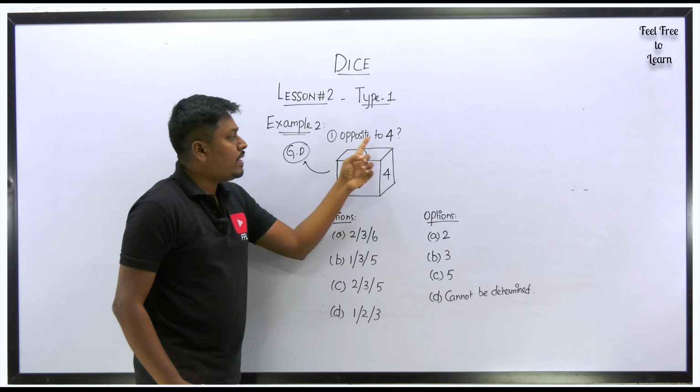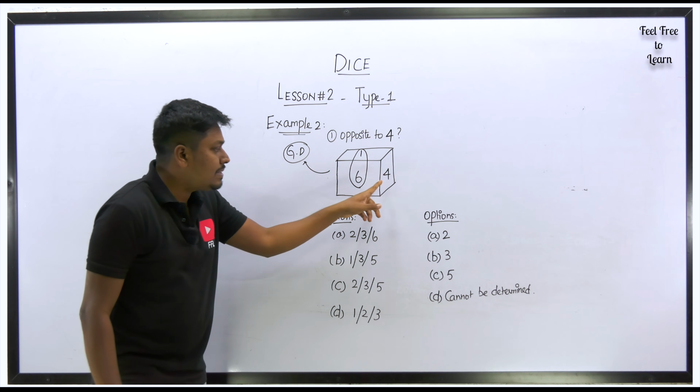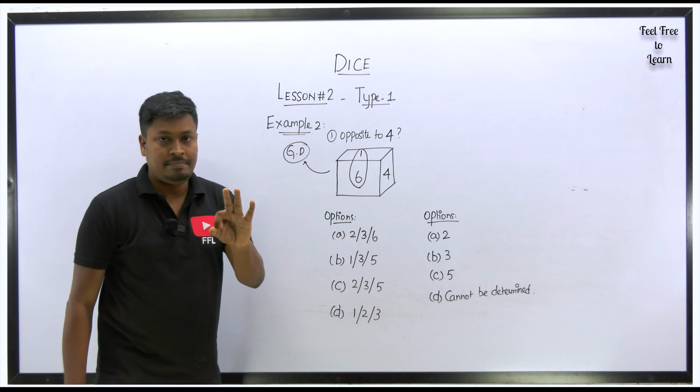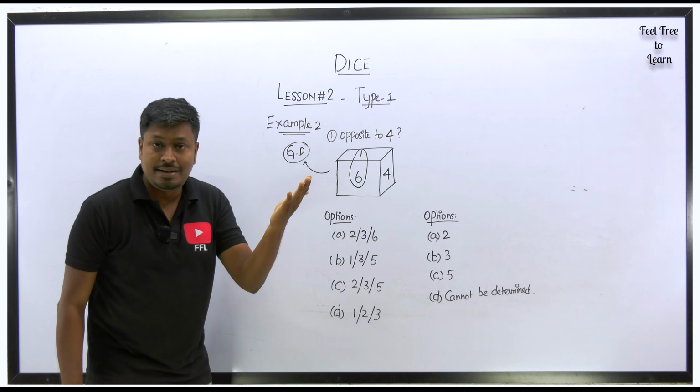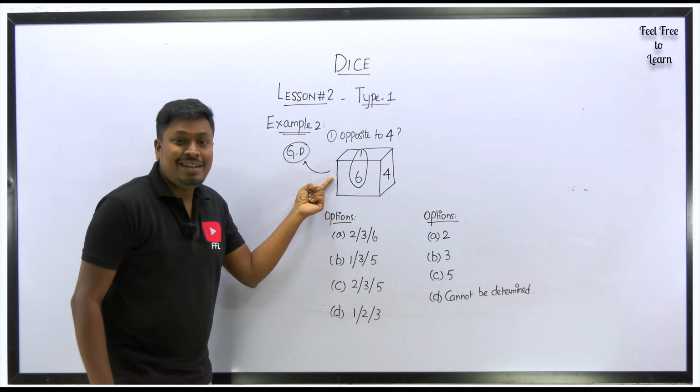Our target is to find what is opposite to 4. If it is a standard dice, we can say that opposite to 4 will be 3, because it's a standard dice. But here, opposite to 4, we can't predict the number.